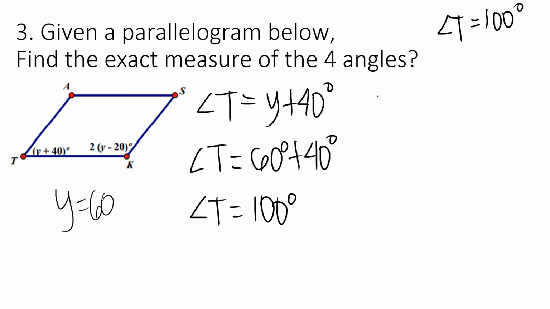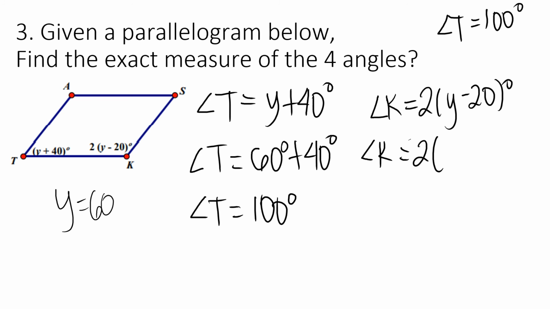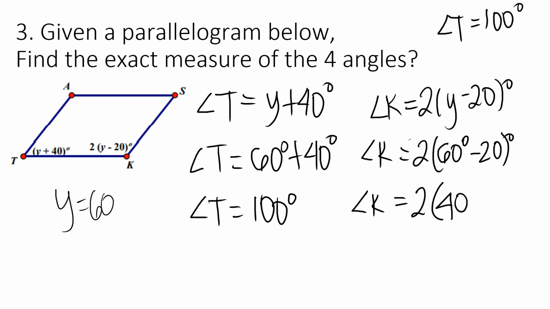And then we have angle K is equal to 2 times y minus 20 degrees. Angle K equals 2 times y, which is 60 degrees, minus 20 degrees. So angle K is equal to 2 times 60 minus 20, which is 40 degrees. And angle K is equal to 2 times 40, which is 80 degrees.